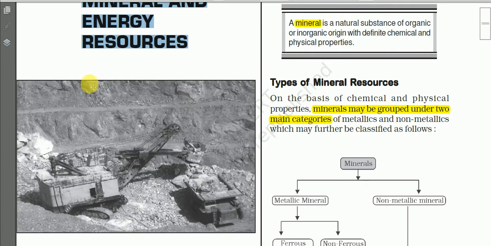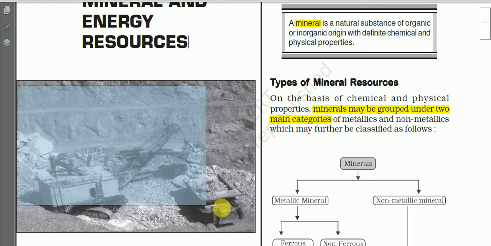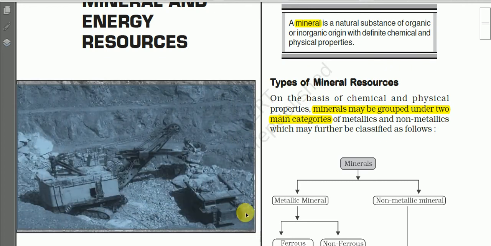And see here, this is a scene of open cast mining. We have already learned about two types of mining, open cast mining and underground mining, and this is an example of open cast mining or surface mining.